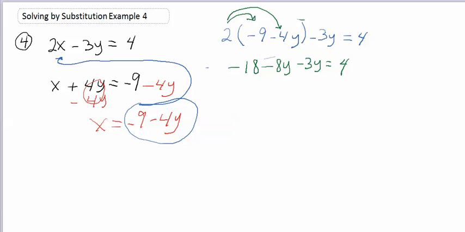Again, we want to get all of our numbers on one side, letters on the other, but I see that I have two different terms with y in them on this side. I have a negative 3y and a negative 8y. So before I do anything, I'm going to put those y's together. Negative 8 and a negative 3 is negative 11y, equal to 4.